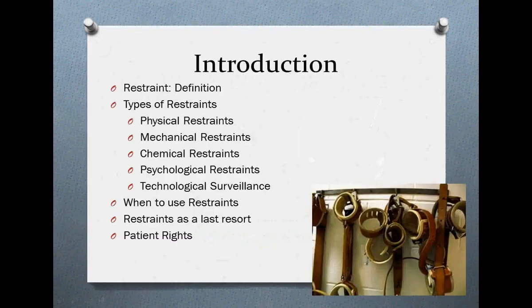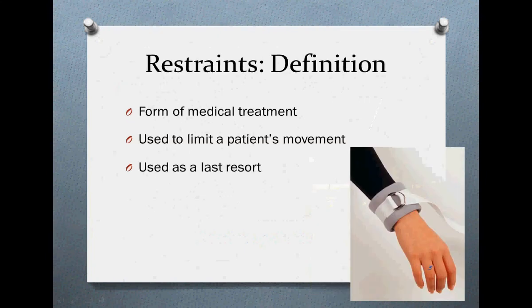So, to start off, we'll be starting with the definition of restraints, and then we'll be looking at the types of restraints that we see in healthcare, and then the situations where we have to use restraints in the medical field, and then finally, we'll be looking at a case study to actually understand the ethical dilemma decision making behind restraints. So, what is restraints?